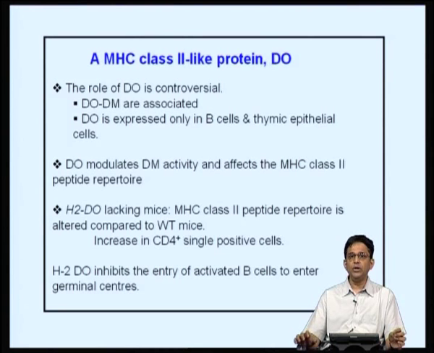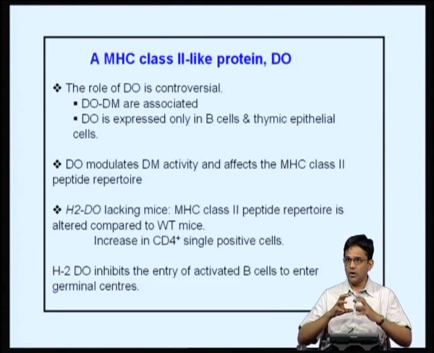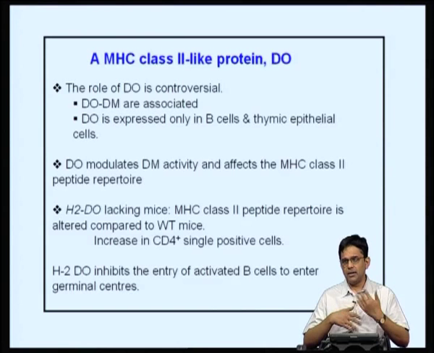Now, in the H2 DO lacking mice, the MHC 2 peptide repertoire is altered compared to wild type, not surprising. What is interesting is that you have an increase in number of CD4 positive single positive cells. So, you have much more single positive cells, perhaps because of alteration in the peptide repertoire, and maybe selection of CD4 positives is somehow being affected.